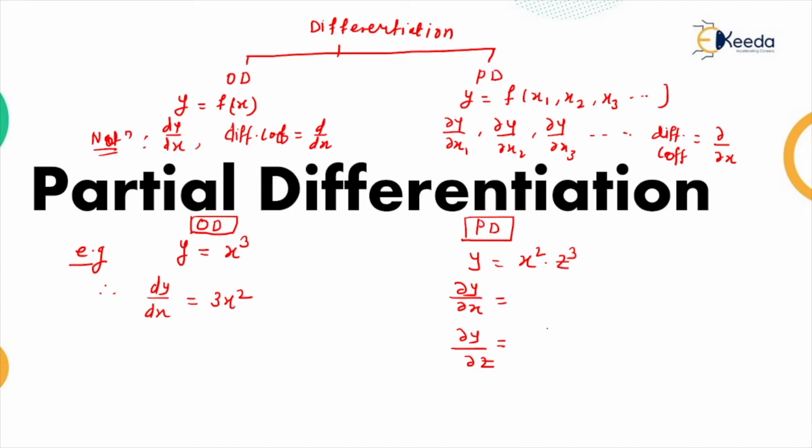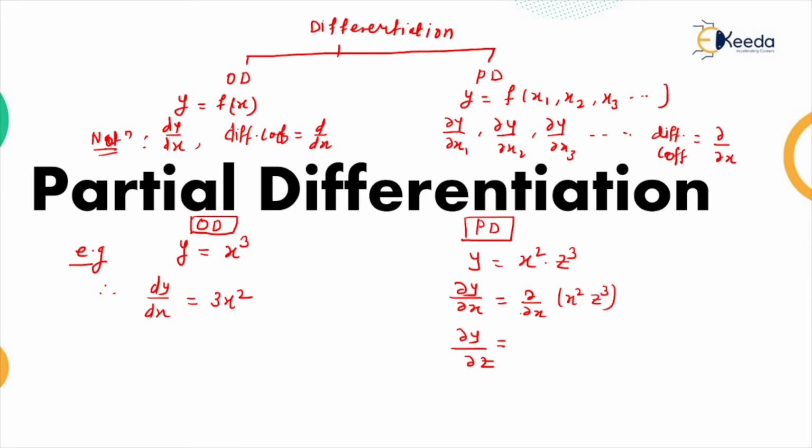So that is the number of times you have to take the differentiation of y. First of all, we have to take ∂y/∂x. So how to take it? That is ∂/∂x of x² z³. So let's see, guys. Here we differentiate with respect to only x.